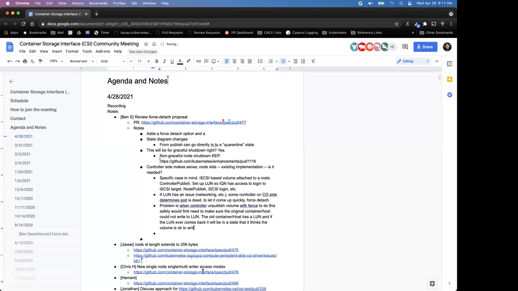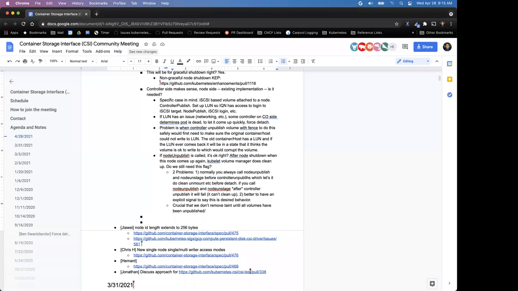Until you've confirmed that all the volumes have been unpublished and all the volumes have been unstaged. Only then do you remove the taint and say, okay, now the node is clean and it's okay to rejoin the cluster and begin receiving new workloads. And I don't know if we have that today. I'm just saying that I was basically doing some experiment. Okay, I think that makes sense.